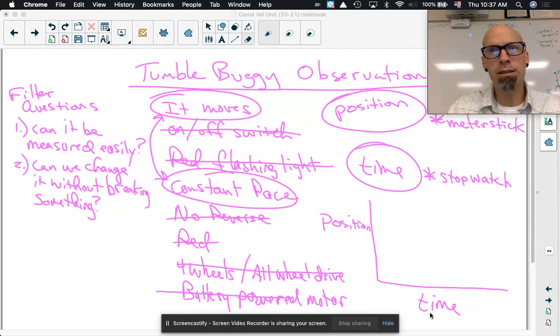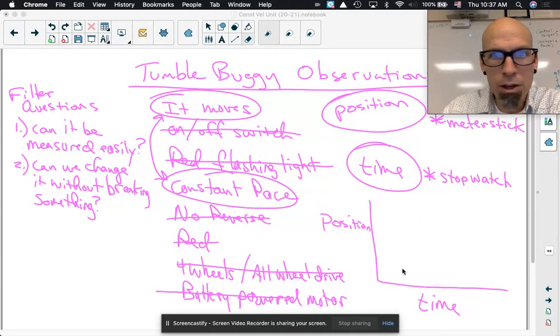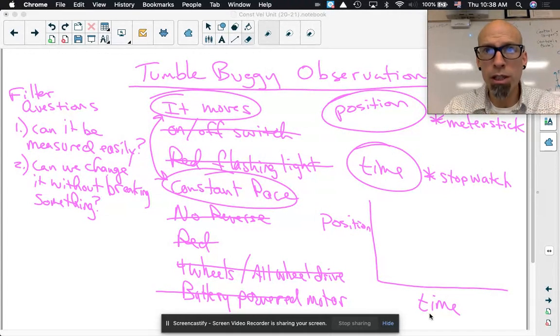And that's what will happen next time. So the next class we have, you will be collecting the data that we were just talking about and laying it out here. And this is what the graph should look like. All this stuff should be written in your notes. These are the things that we did and observed, the filter questions that we have, how the graph's going to be set up. So position will be on the y-axis, time will be on the x-axis. That's how it's going to be set up for everybody, so we can compare apples to apples when we look at each other's graphs. And then you'll be collecting the data on the next class that we have.